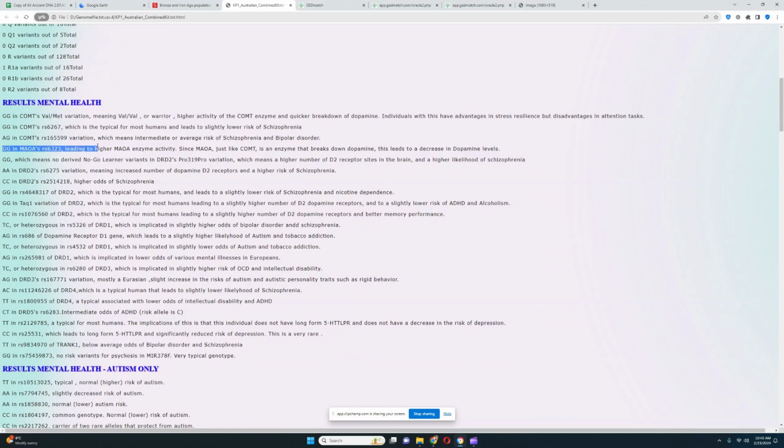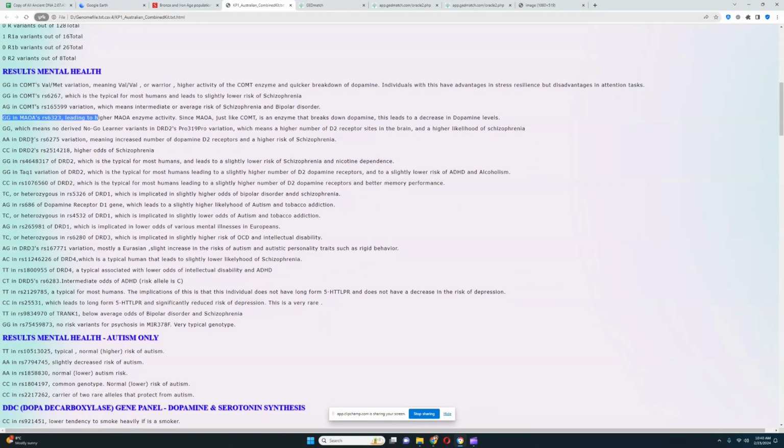All right, so for results, it looks like he's got warrior genotype in COMT and warrior genotype in MAOA, so definitely much more warrior than worrier, which means this individual probably has quicker breakdown of dopamine, therefore decreased dopamine levels. The implications of this kind of genotype is that he probably has advantages in stress resiliency, but disadvantages in memory and attention tasks.